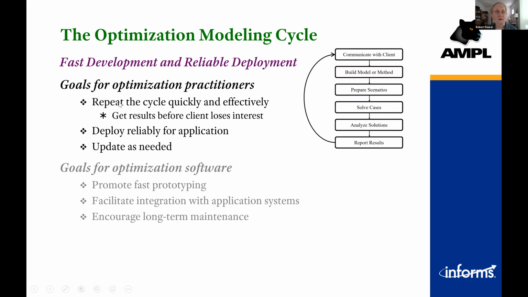So to repeat the cycle quickly, the software must promote fast prototyping. To deploy reliably, the software must facilitate integration with application systems. And to give you these updates, it has to be designed so that it encourages long-term maintenance. Okay? People can come back to it and modify it. So then, that's sort of my introduction to optimization very quickly in 5 minutes.